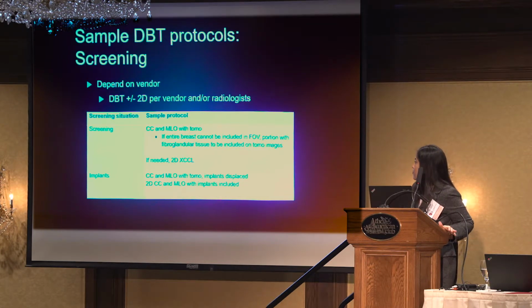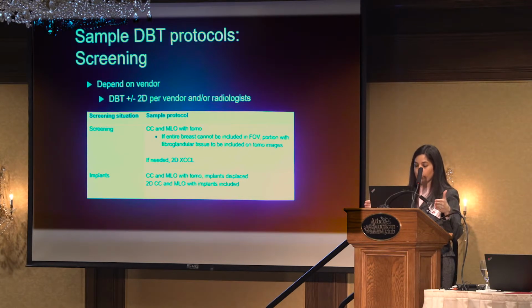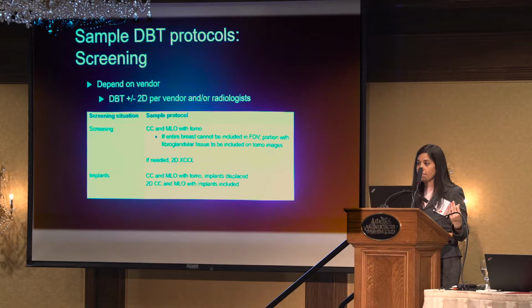For a standard screening exam, we do CC and MLO tomos. We instruct our technologists that if it's a large-breasted lady and you need to tile, or if for any reason you can't get the whole breast on the field of view, then please include the fibroglandular part of the breast on the tomo exposure. If you need to do an XCCL, that can be done as a 2D exposure. For implants, we'll do the tomo with the implant displaced and a 2D exposure with the implant included.